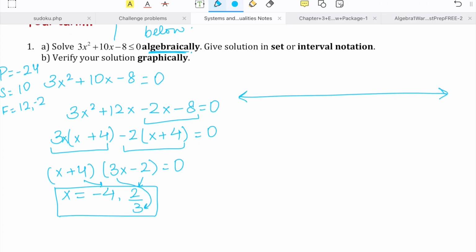So on the number line, 2/3 is approximately 0.6. Okay, so I have 3, 2, 1, 0. 0.6 will be somewhere over here, and because it's equal to, I'm going to draw a solid circle over here. 1, -1, -2, -3, -4, -5. Closed circle here too.